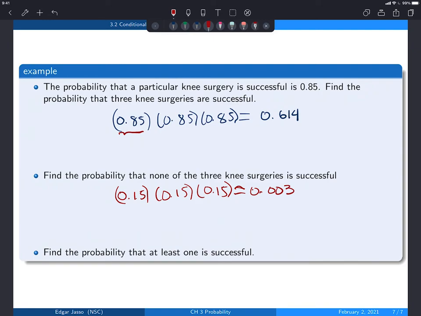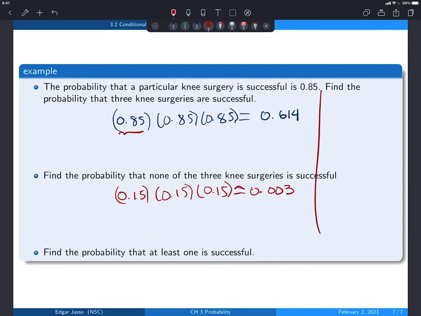Now my third one says, find the probability that at least one is successful. This is one that sometimes we have trouble understanding, but if at least one is successful, it's not the same as saying one was successful and 2 were not, because that would be exactly one successful. It says at least, so I need to find the probability of 1 successful, or 2 successful, or 3 successful.